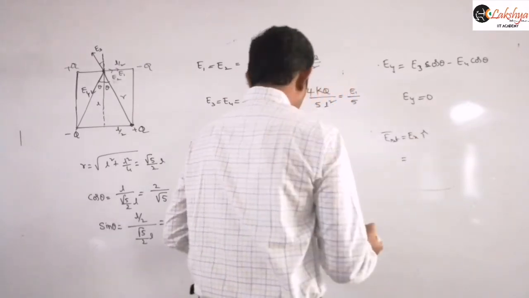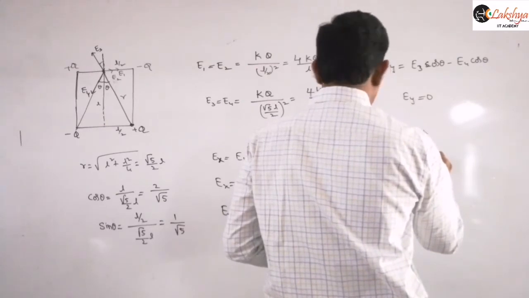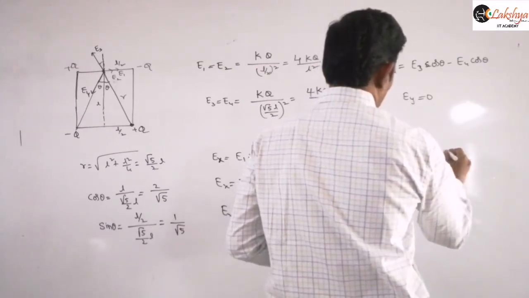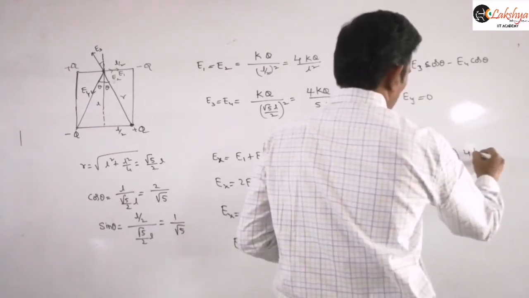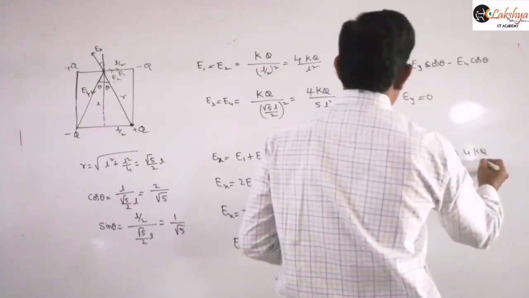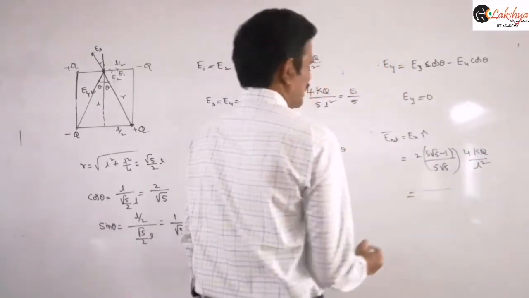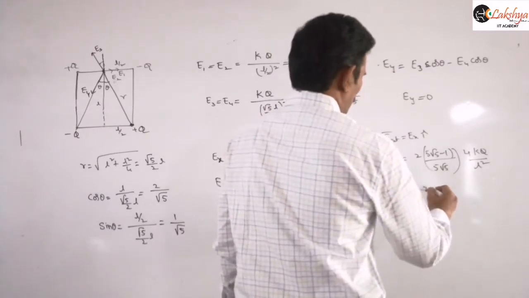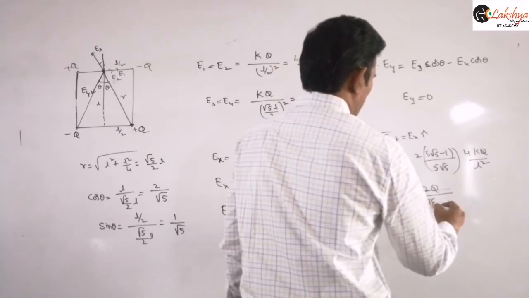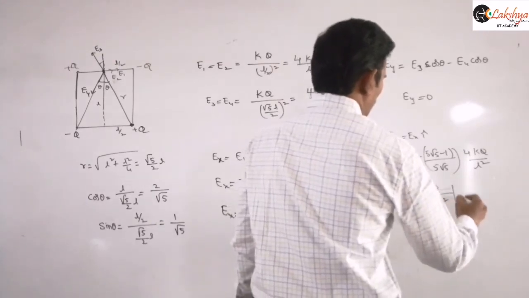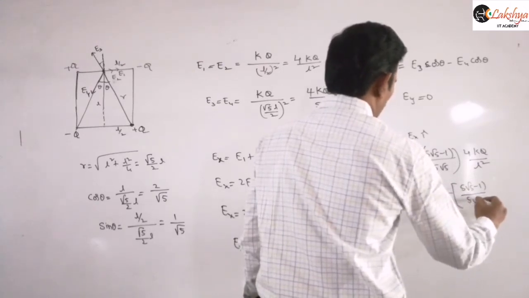And you can substitute that Ex value here. 2 into 5 root 5 minus 1 by 5 root 5 into this value, kq square, 4q square by 4q by L square you can write. And so finally I am substituting that 2q by pi epsilon naught L square into this value 5 root 5 minus 1 by 5 root 5.